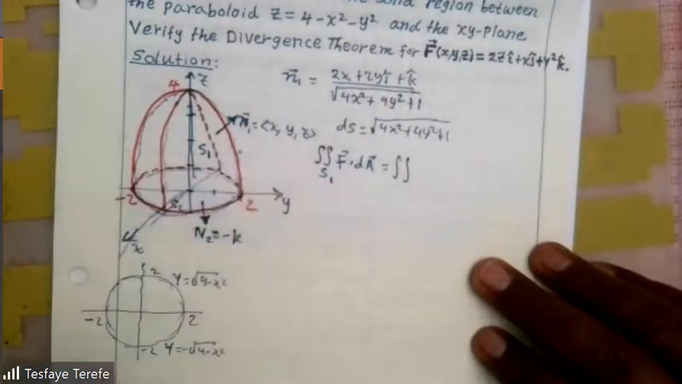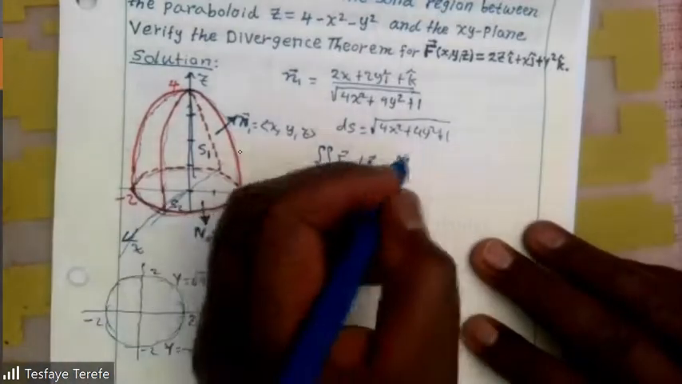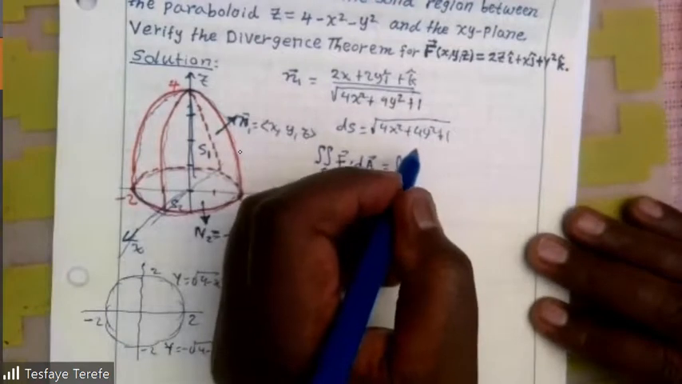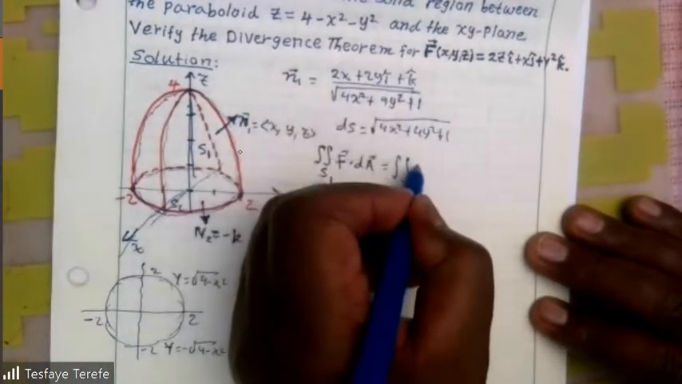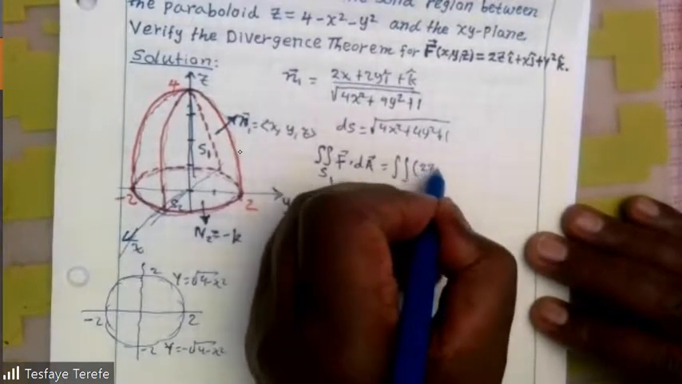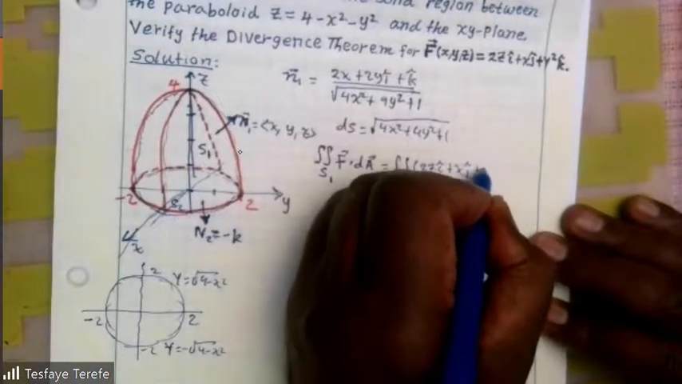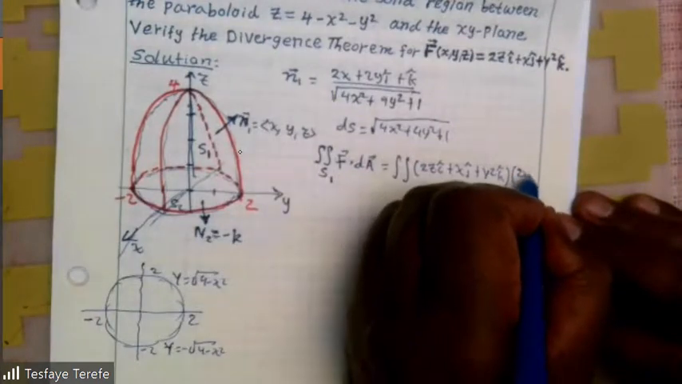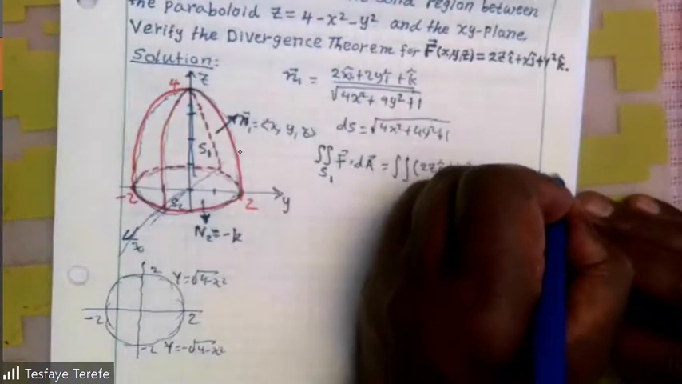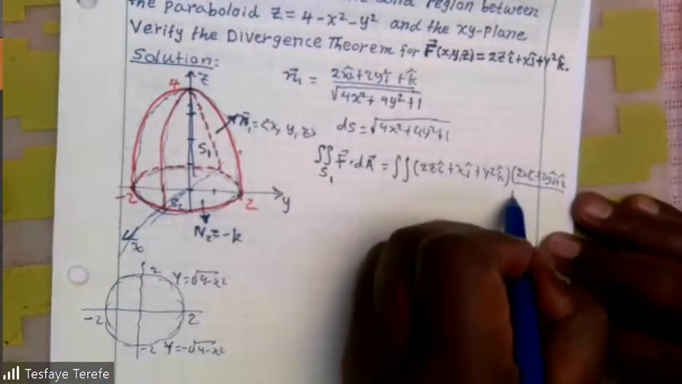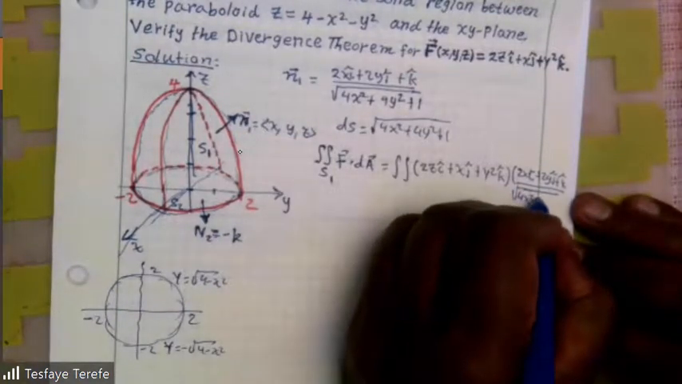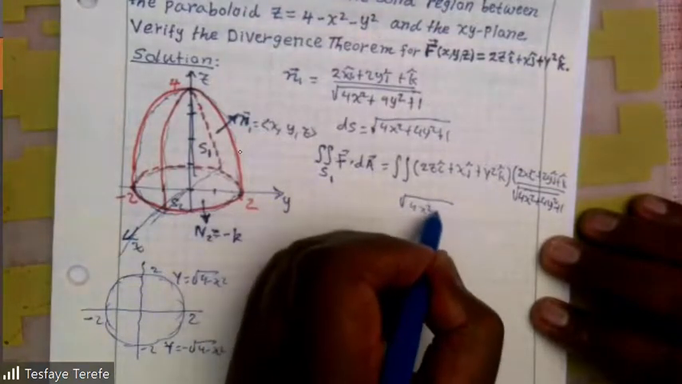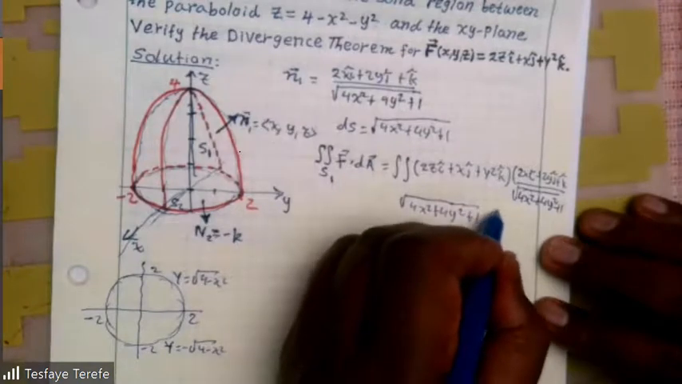This is what I have for the first one. For the second one, let me write this one first. That means I have the F vector, which is 2z i plus x j plus y squared k, multiplied by this, 2x i plus 2y j plus k, over the square root. Oh my God, I don't have enough room. It's all right. Multiplied by the square root of 4x squared plus 4y squared plus 1, and dx dy, or dy dx.